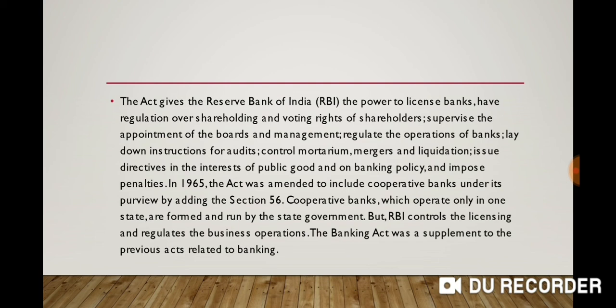In 1965, the Act was amended to include cooperative banks under its purview by adding Section 56. Cooperative banks which operate only in one state are formed and run by the state government, but RBI controls the licensing and regulates the business operations. The Banking Act was a supplement to the previous acts related to banking.